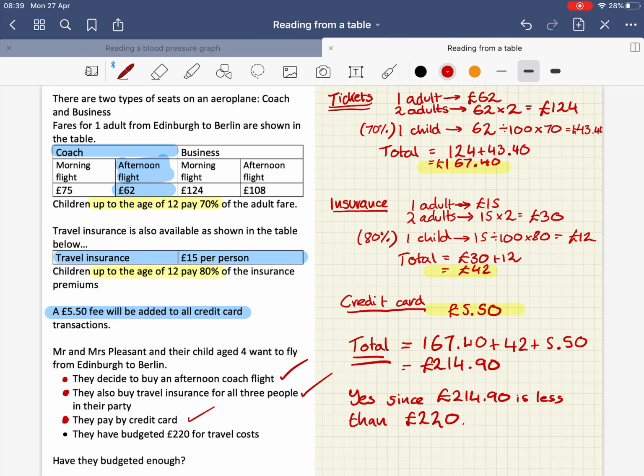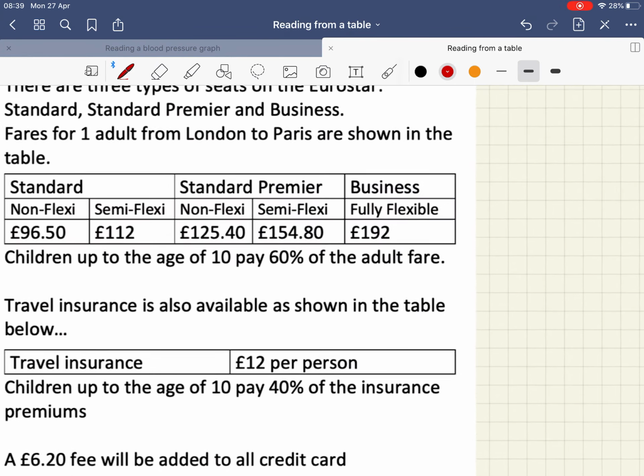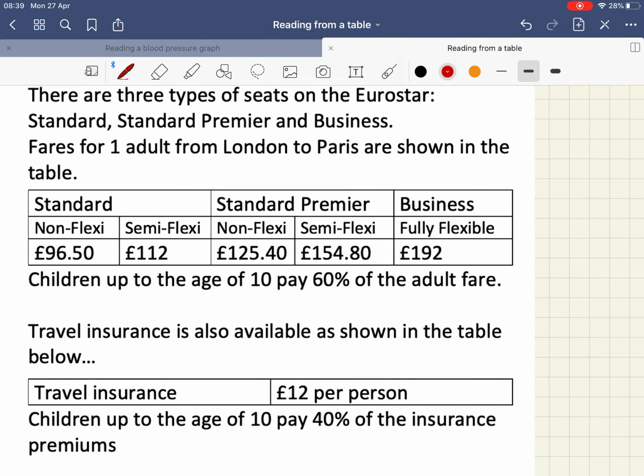Okay, so next one then. So same idea as before. We're just going to read through quickly. We'll just highlight some of the important bits that can get easily lost, and then we'll work through those bullet points. So there are 3 types of tickets on the Eurostar: standard, standard premier, and business.